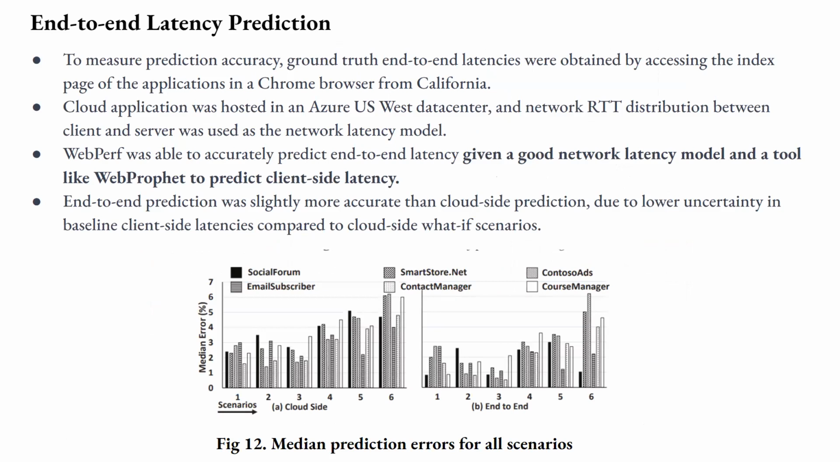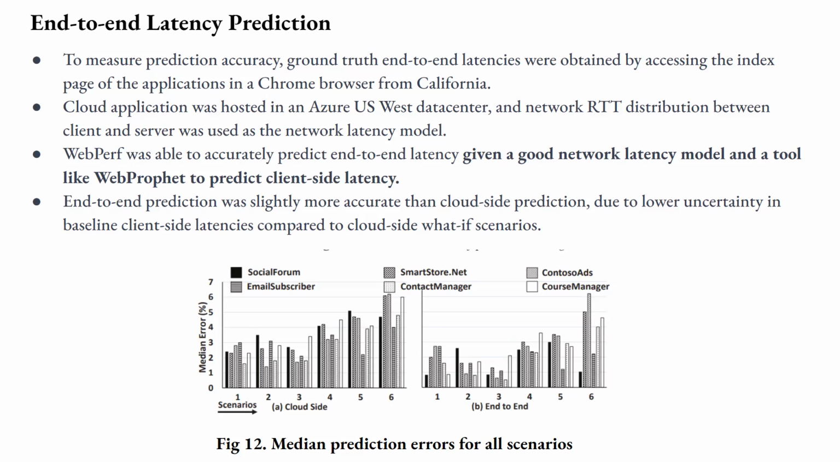In a study evaluating the effectiveness of WebPerf in predicting end-to-end latency, ground truth end-to-end latencies were obtained by accessing the index page of various applications in a Chrome browser from California. The study here is based on a cloud application hosted in the Azure US West data center, where the network RTT distribution between the client and server is used as the network latency.